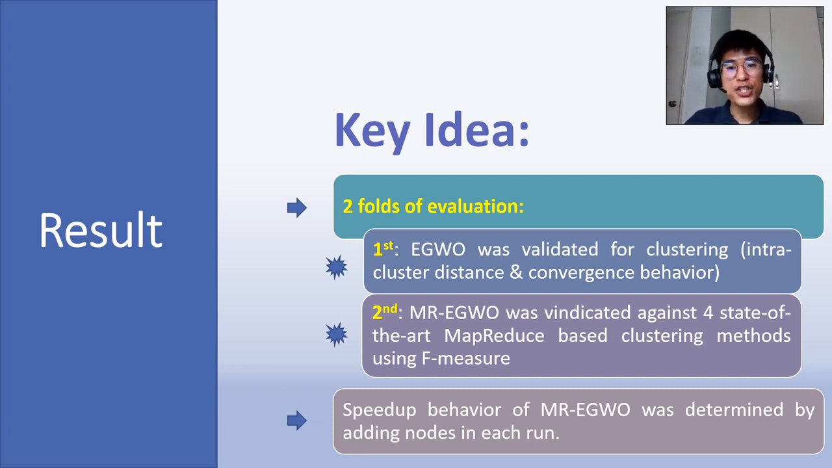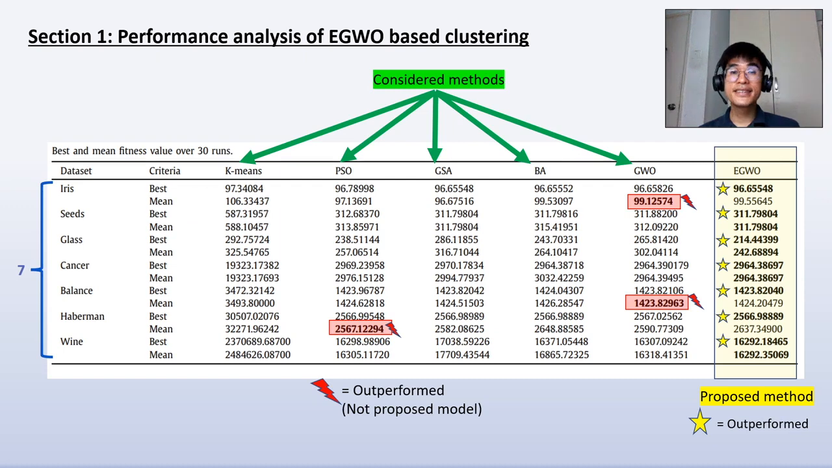Secondly, MREGWO was validated against 4 state-of-the-art MapReduce-based clustering methods using F measure, and these 4 methods comprise parallel k-means, parallel k-PSO based on MapReduce, MapReduce-based artificial bee colony optimization for large-scale data clustering, and lastly, dynamic frequency-based parallel k-bat algorithm. For the last part, the speed-up behavior of MREGWO was determined by increasing the number of nodes in each run. Next, section 1.